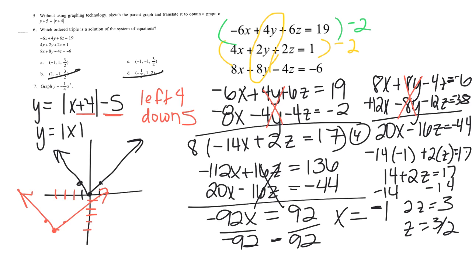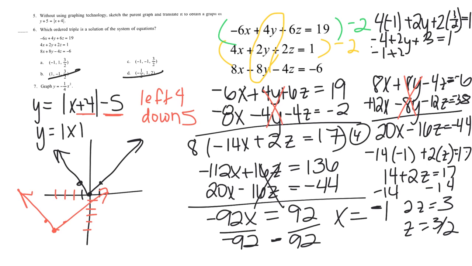And then lastly, I'm going to plug it back in the top. Let's plug it into the middle equation. 4 times -1 plus 2y plus 2 times 3/2 equals 1. So -4 plus 2y, 2 times 3/2 is just 3, equals 1. That's -1, because -4 plus 3 is -1, plus 2y equals 1. Add 1, 2y equals 2, so y equals positive 1. So that makes the correct answer A.